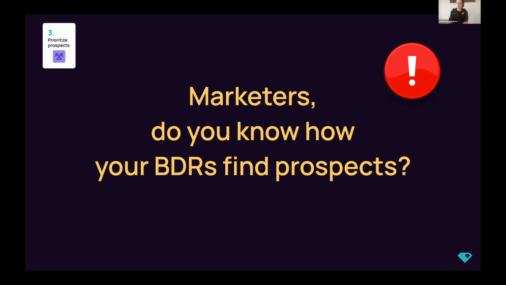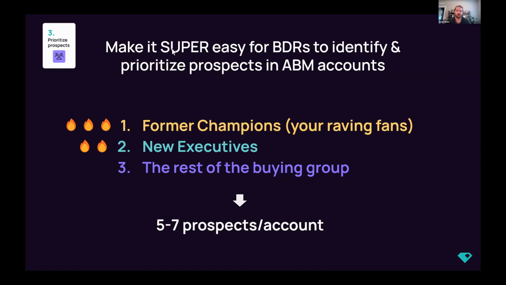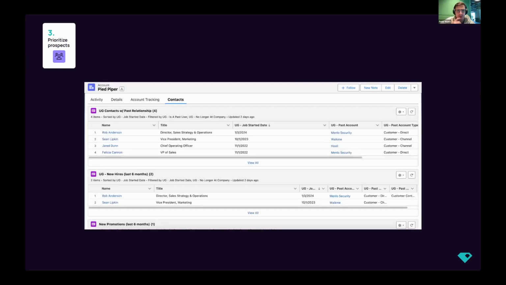And again, former champions, rest of the buying group. Try to get 5 to 7 with this pilot program. Try and get 2. 2 previous champions will make an account convert much higher than 10 other prospects at those accounts.